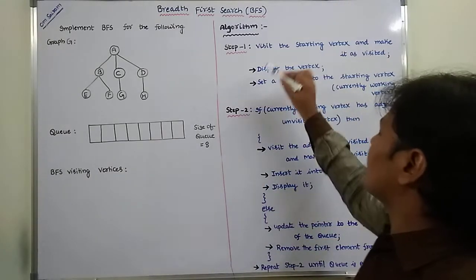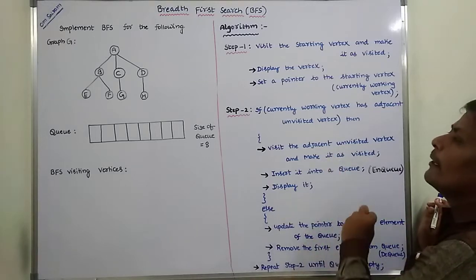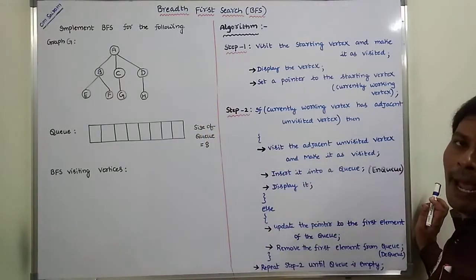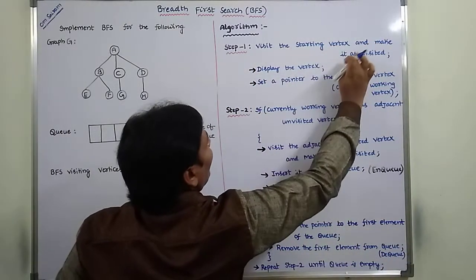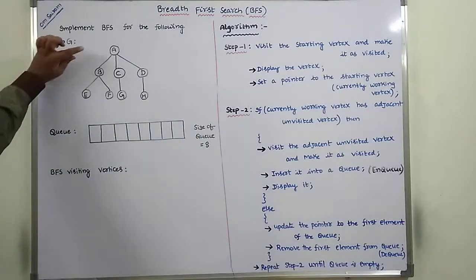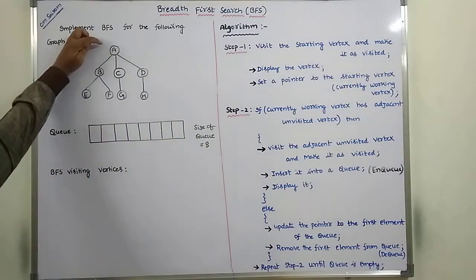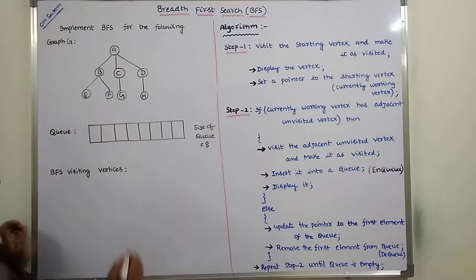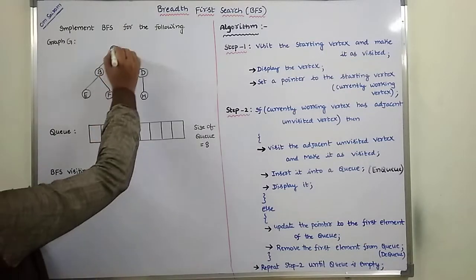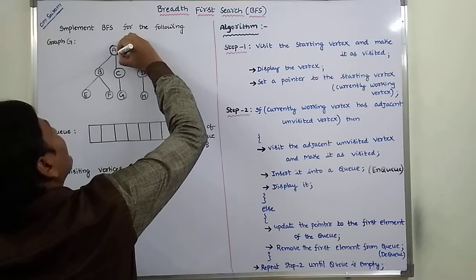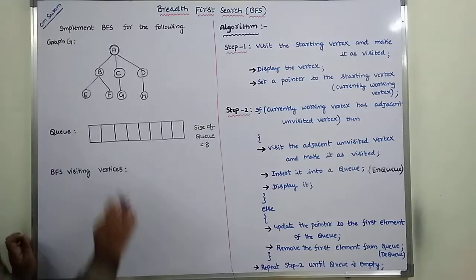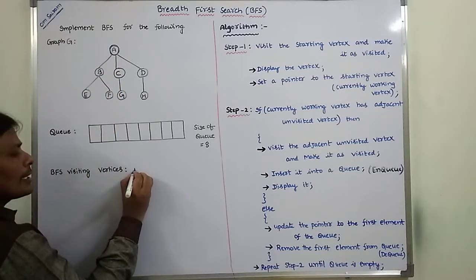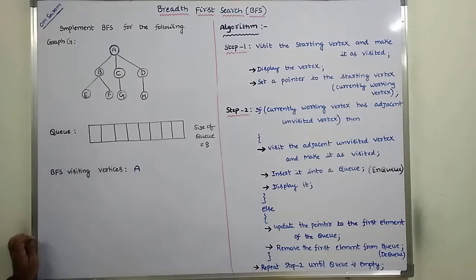Now this is the algorithm we have to apply for finding the BFS spanning tree. First step: visit the starting vertex and mark it as visited. So this is the given graph. In that graph, we take the starting vertex as capital A. Then that starting vertex is visited. Next, display the vertex. Display the vertex means in the visiting vertices, we write the starting vertex A.